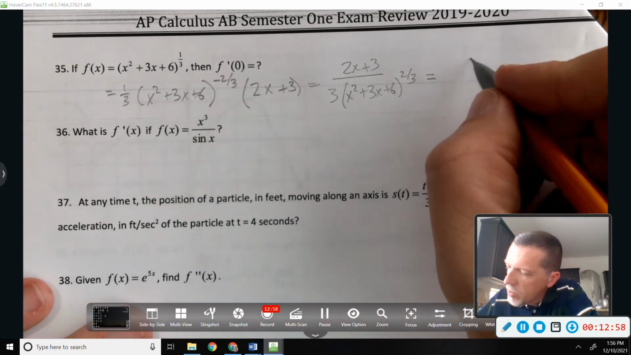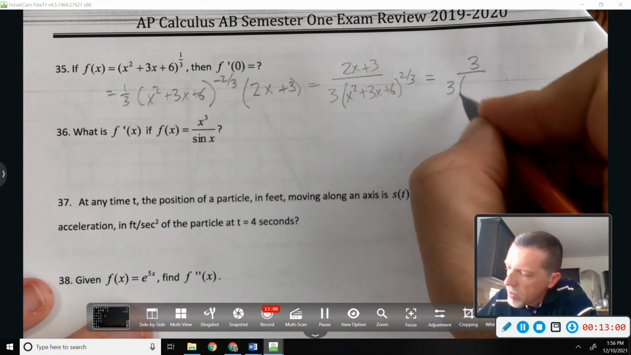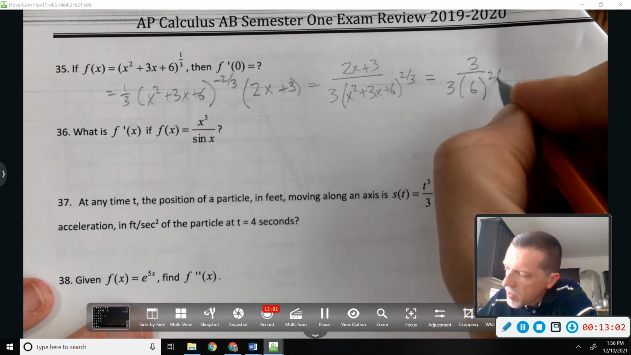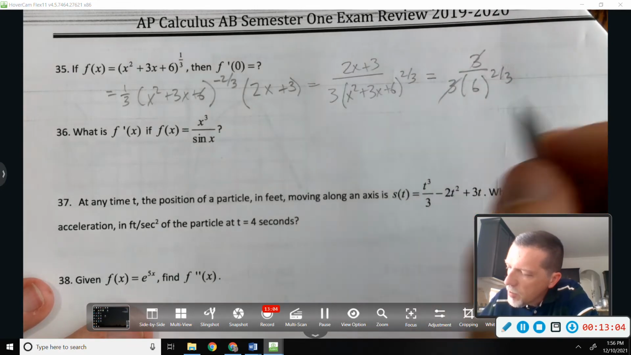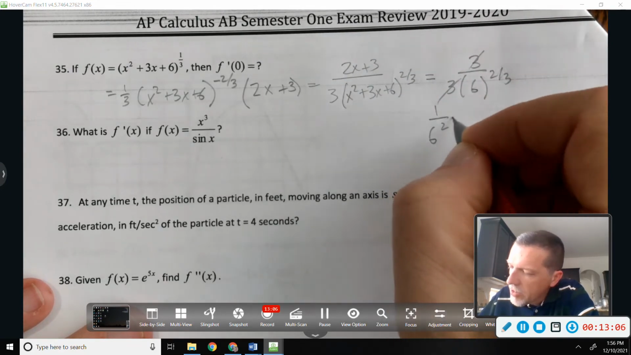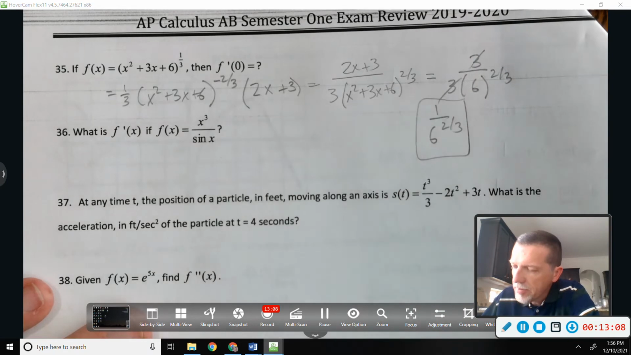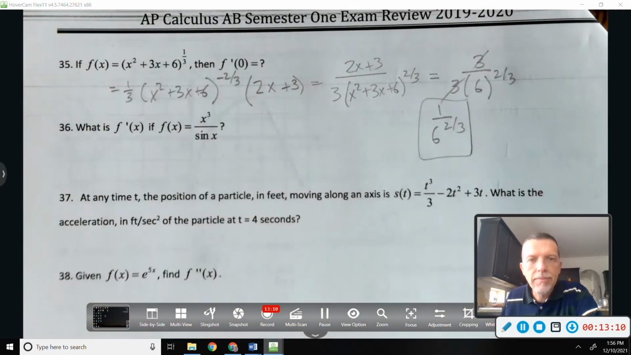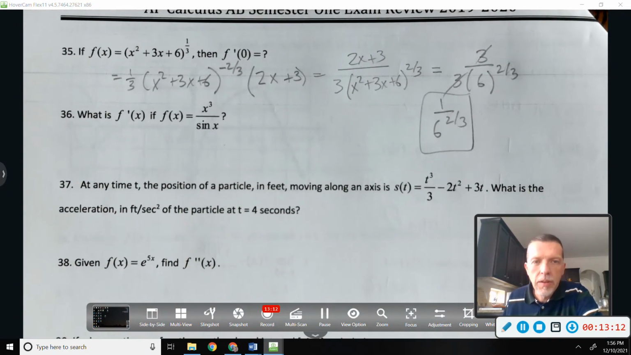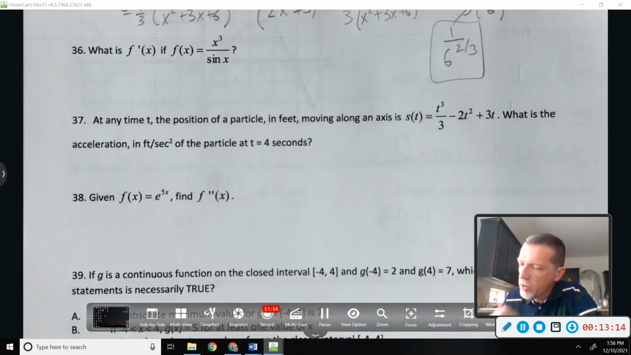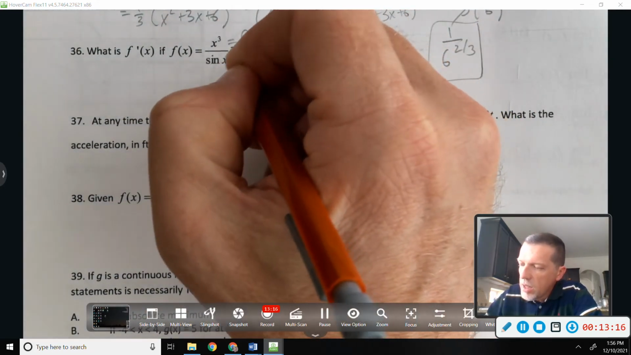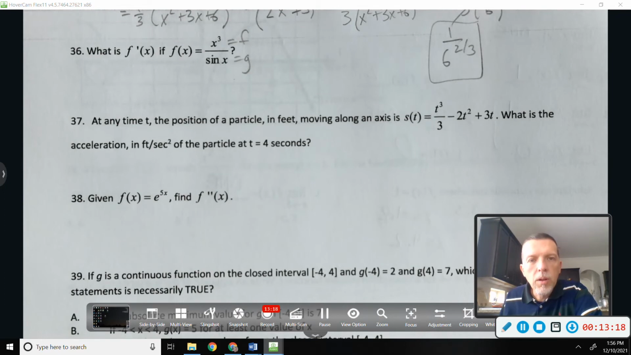Plug in 0, we get 3 over 3 times 6 to the 2/3. So 1 over 6 to the 2/3. Straightforward problem, like those. 36 is straightforward. You just got to use the quotient rule.